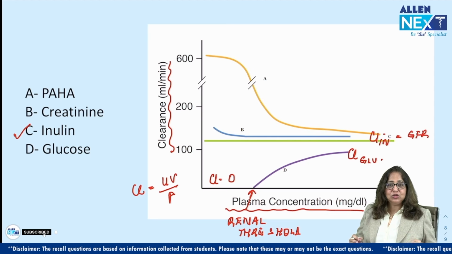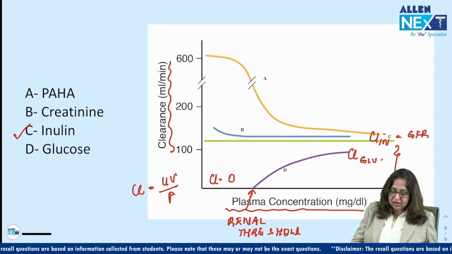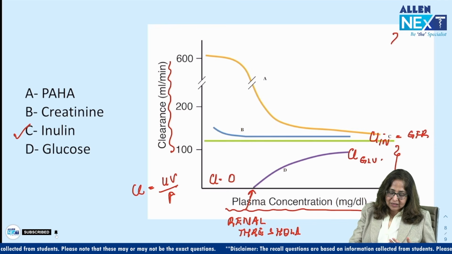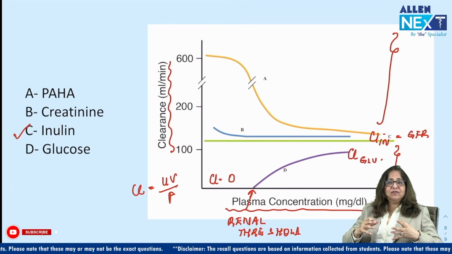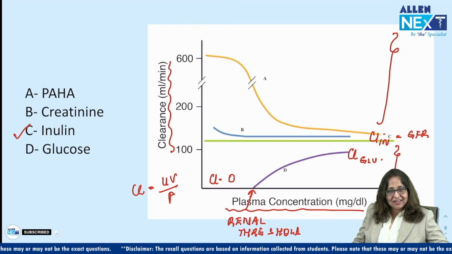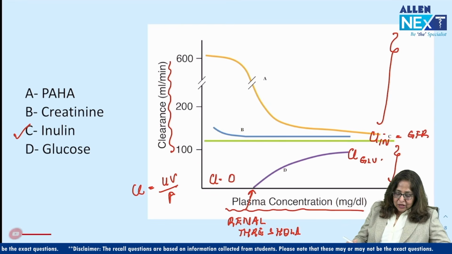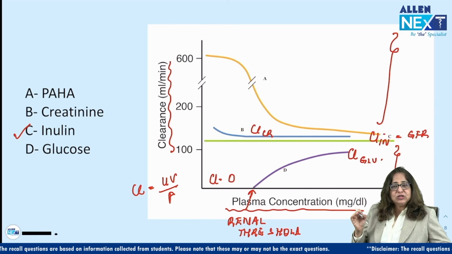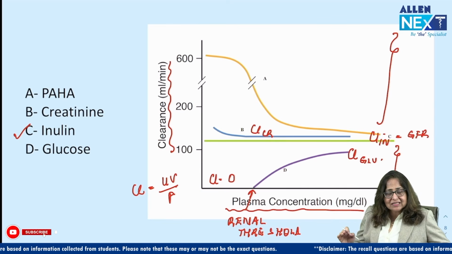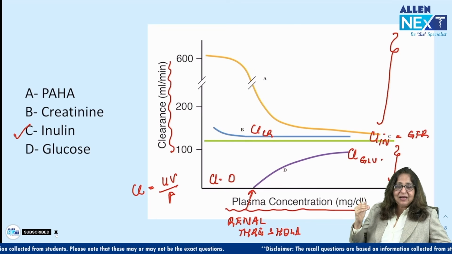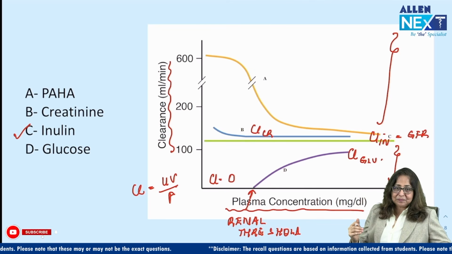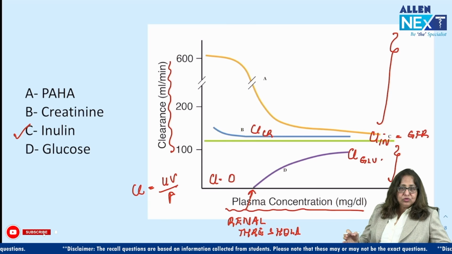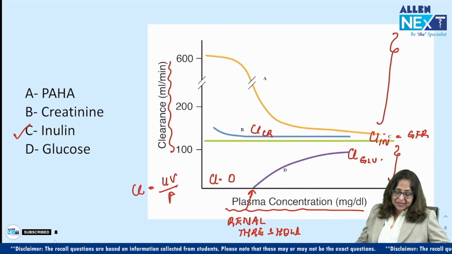All substances which are reabsorbed will have a clearance which is lower than the clearance of inulin, and all substances which are secreted will have a clearance which is higher than the clearance of inulin. So B is the clearance of creatinine. Creatinine is a substance which is freely filtered and slightly secreted, so its clearance is slightly more than the clearance of inulin. In fact, for practical purposes, clearance of creatinine is also used for GFR estimation.